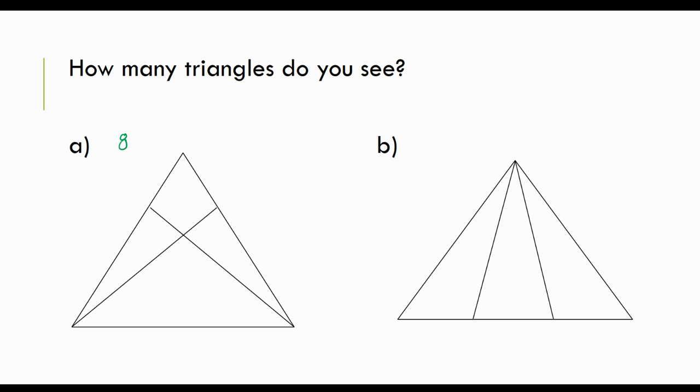In the next one, we should notice that there are, and I'll show you with my highlights, one triangle here. There's a second triangle, a third triangle, a fourth triangle, a fifth triangle, and then the big one is the sixth one. So there are 6 triangles in this one. So quite a few triangles.